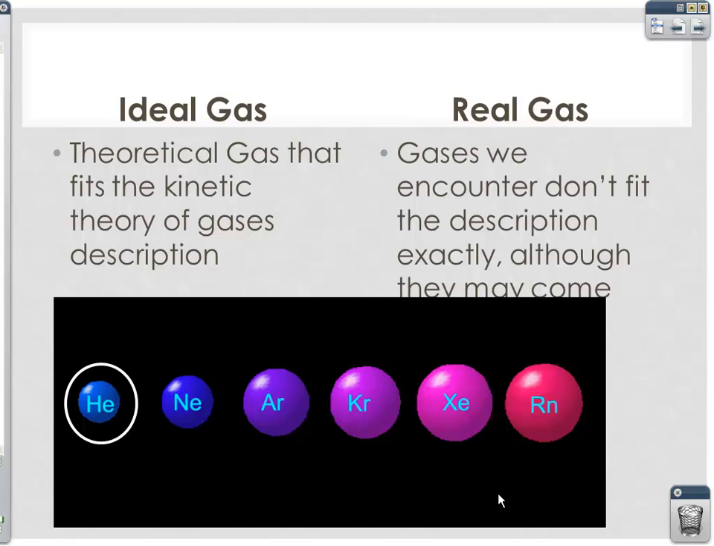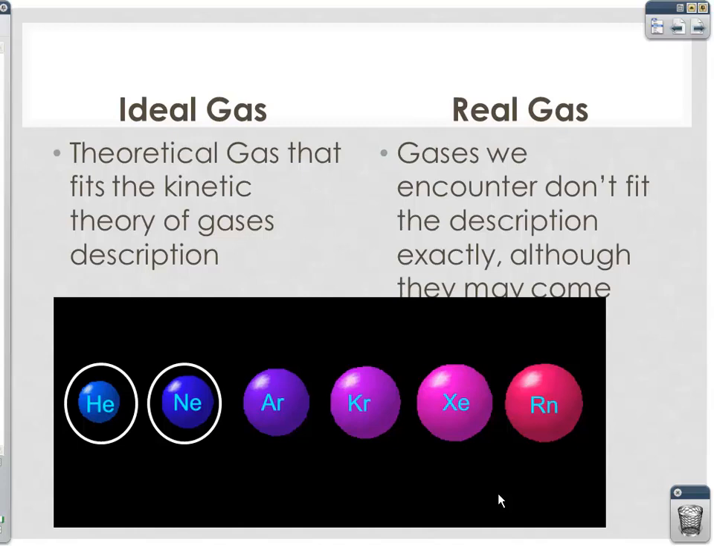And then some do not follow the ideal gas law, which are called real gases. Noble gases generally follow the description of an ideal gas, particularly helium and neon, because of their smaller size. As the size gets bigger, they're going to follow more of a real gas. They don't fit the full description of the kinetic molecular theory because of their size.